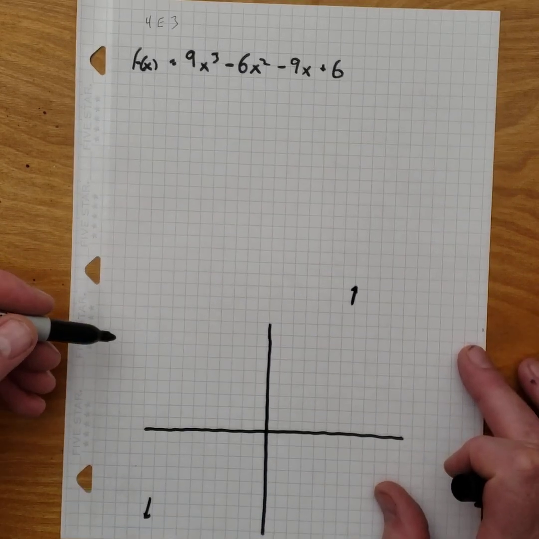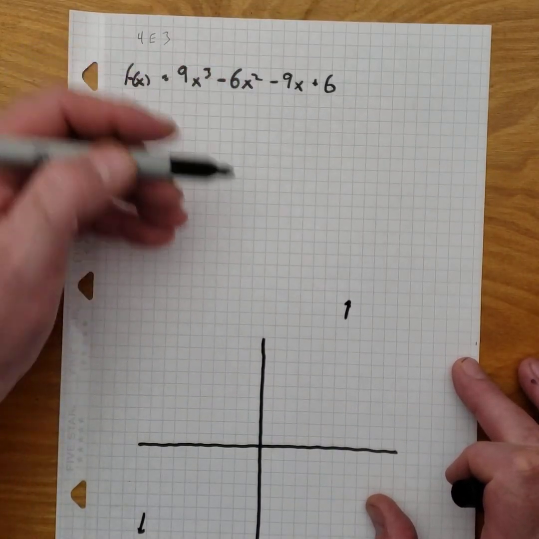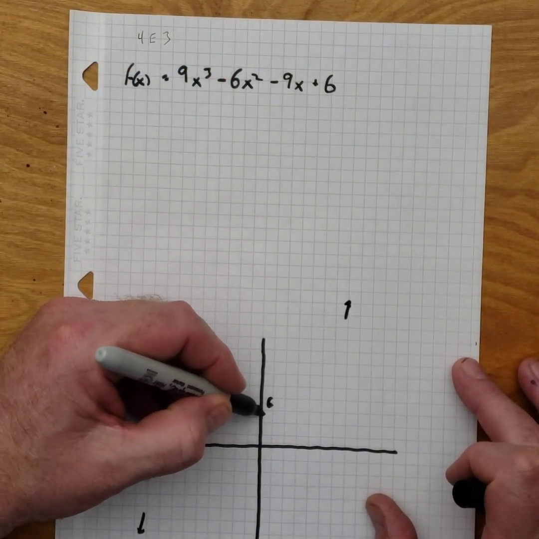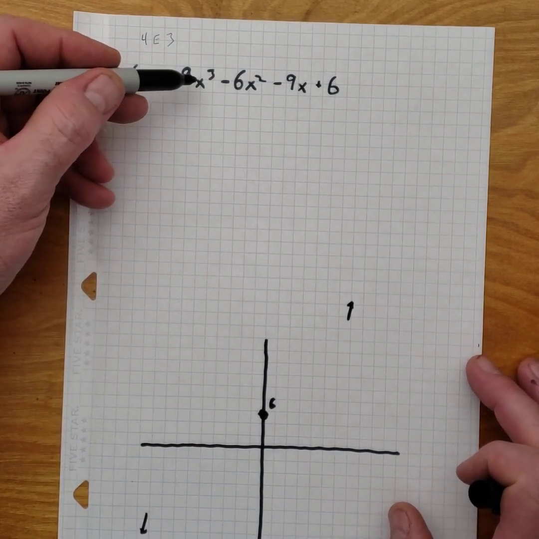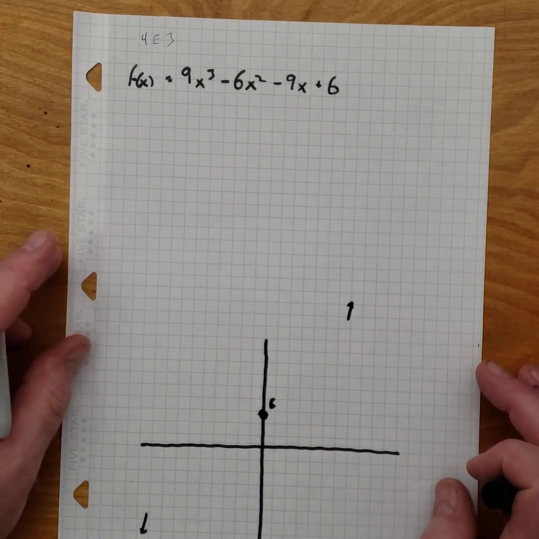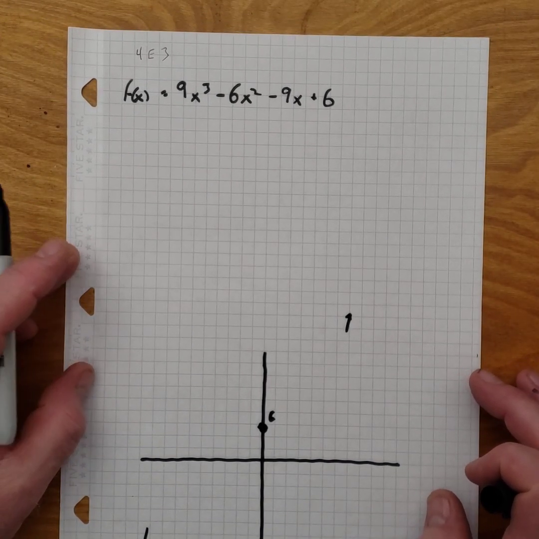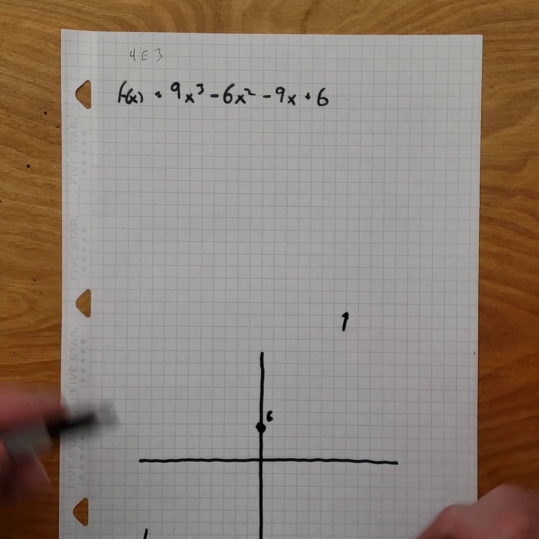Put the down arrow there. I also know my y-intercept is 6. So 6, I'll mark it there on the y-axis. I know I'm going to have as many as 3 x-intercepts and as many as 2 turning points. And that's about it from this form.